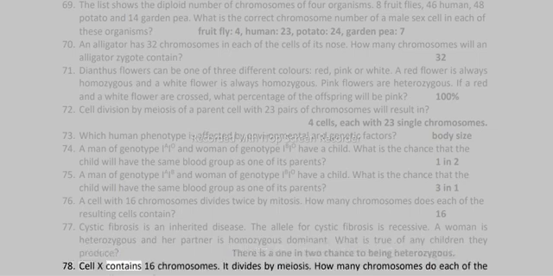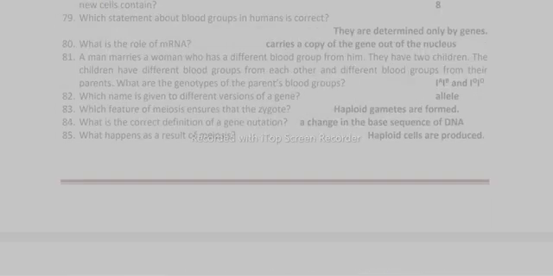78. Cell X contains 16 chromosomes. It divides by meiosis. How many chromosomes do each of the new cells contain? 8. 79. Which statement about blood groups in humans is correct? They are determined only by genes. 80. What is the role of mRNA? Carries a copy of the gene out of the nucleus.